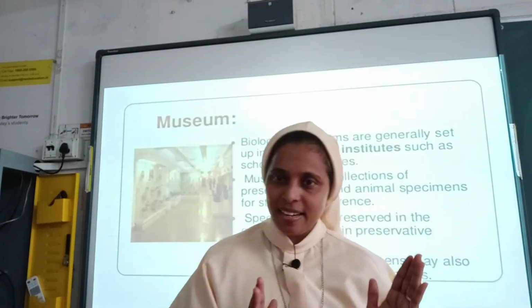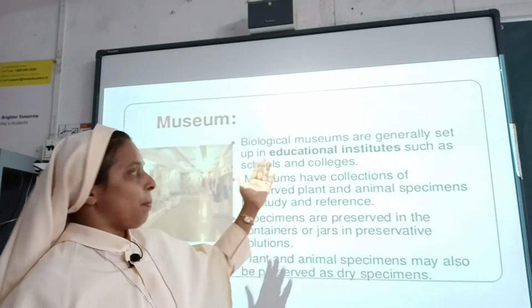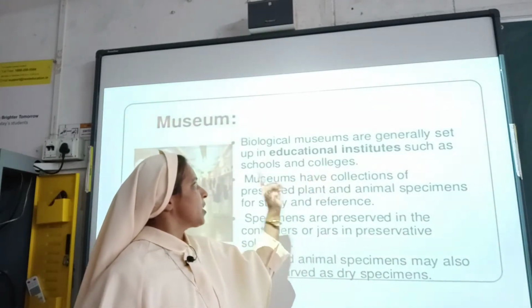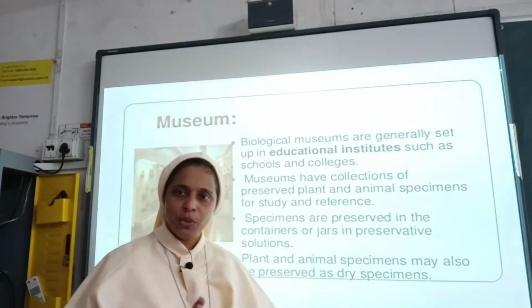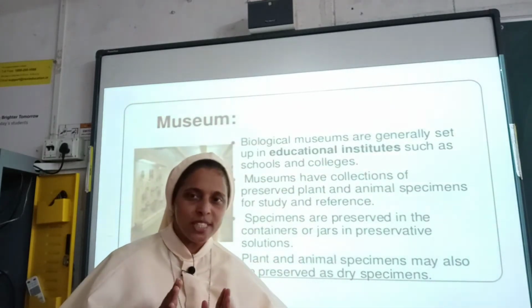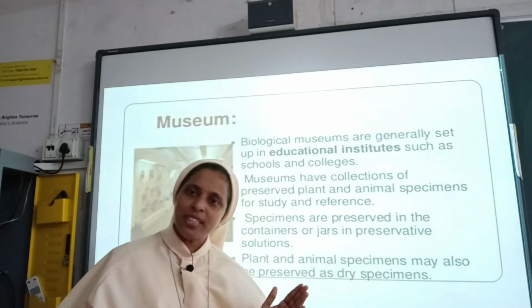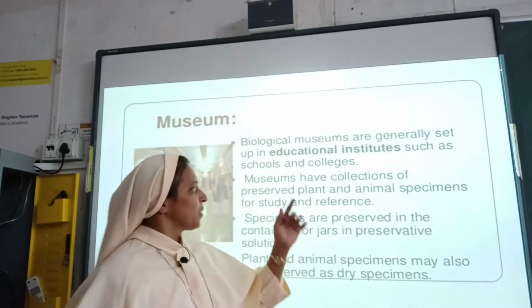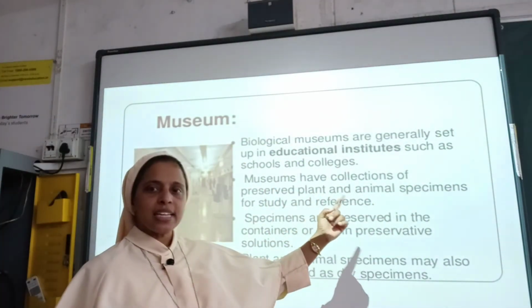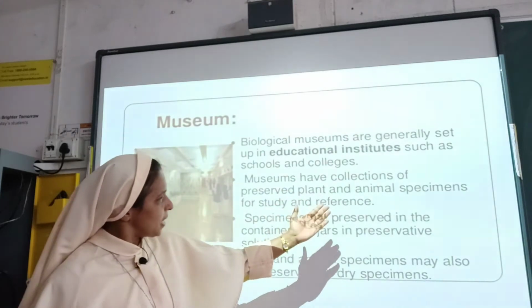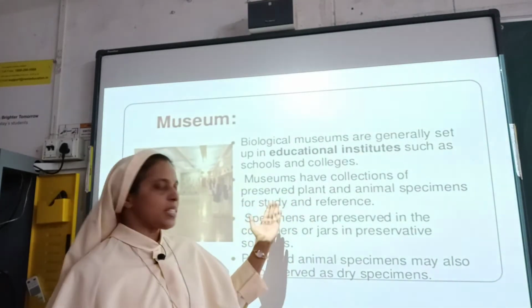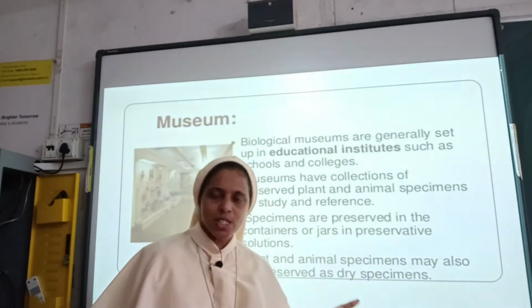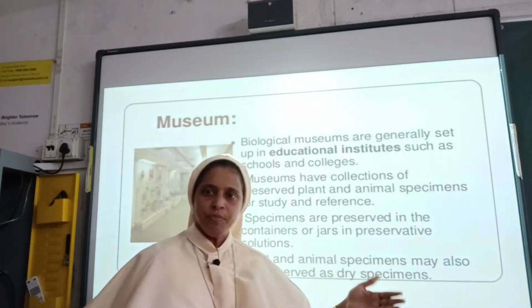So what happens here in the museum? Let us see. Biological museums are generally set up in educational institutes such as schools and colleges. We know that museums are in schools as well as colleges. What is the purpose of this? To study, to do research, and to use for reference, isn't it? The next point is that museums have collections of preserved plant and animal specimens for study and reference. As I told you, it is for study as well as for reference by those doing PG and so on.